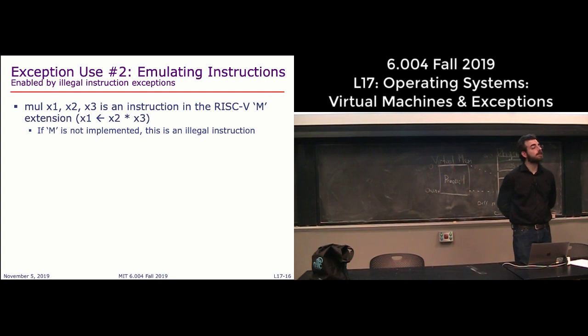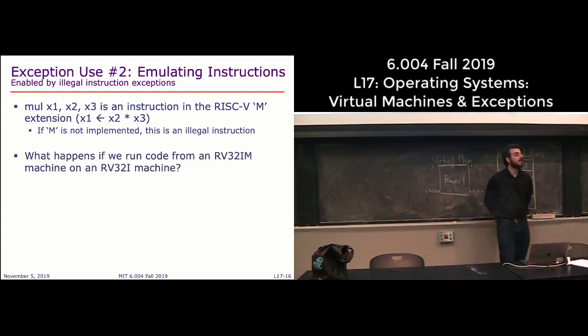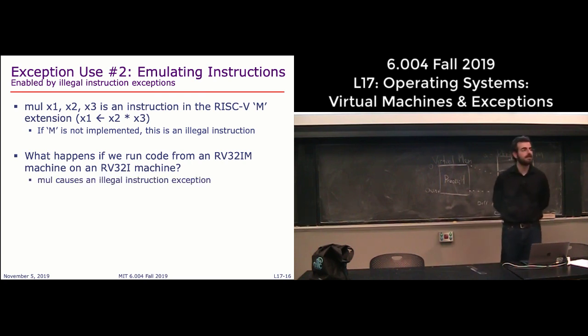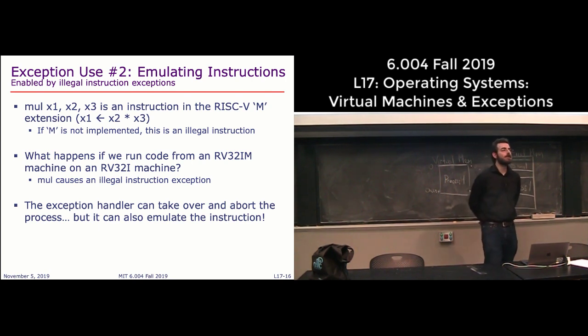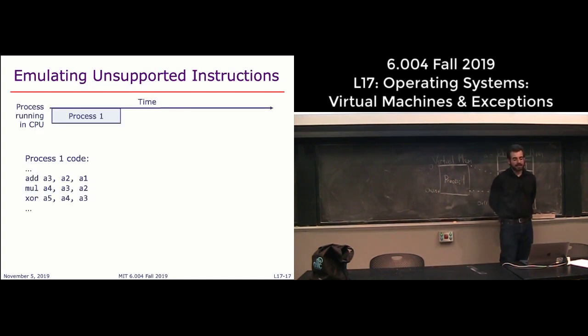And so in your processor, this will cause an illegal instruction exception. Right? So this will invoke the exception handler. Now, you could have an exception handler that says, this is an illegal operation, abort the process. It's trying to run something I don't understand. But the exception handler can also just go ahead and emulate the instruction, right? It can say, that's a multiply. Now, I don't have a multiplier, which is why I got an exception here, but it can actually go and perform a multiplication with simpler instructions and then return control back to the process.